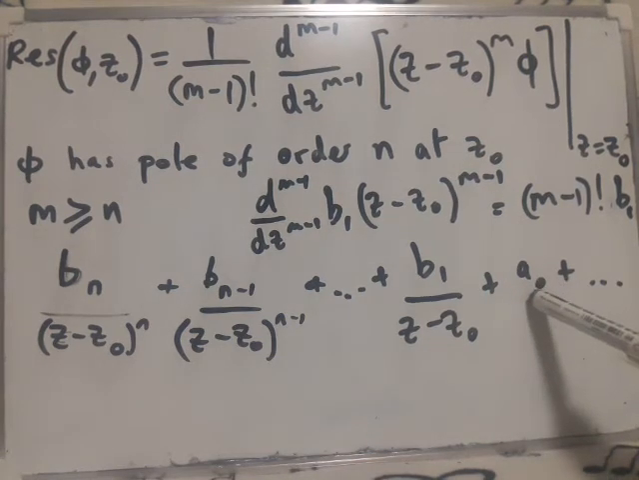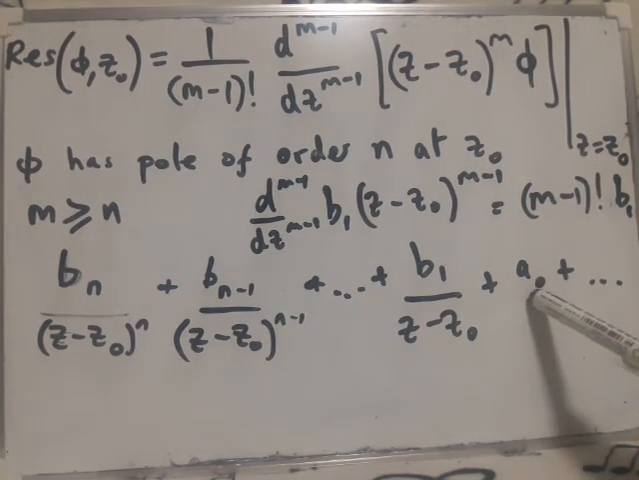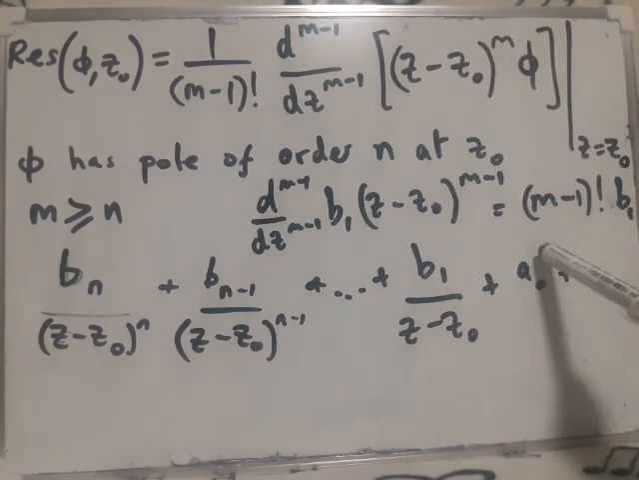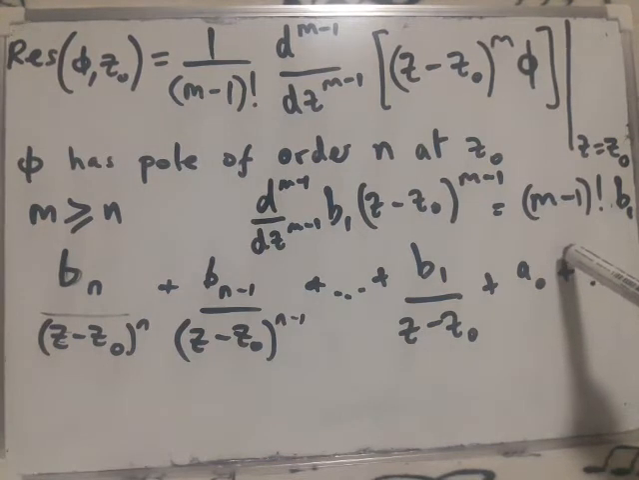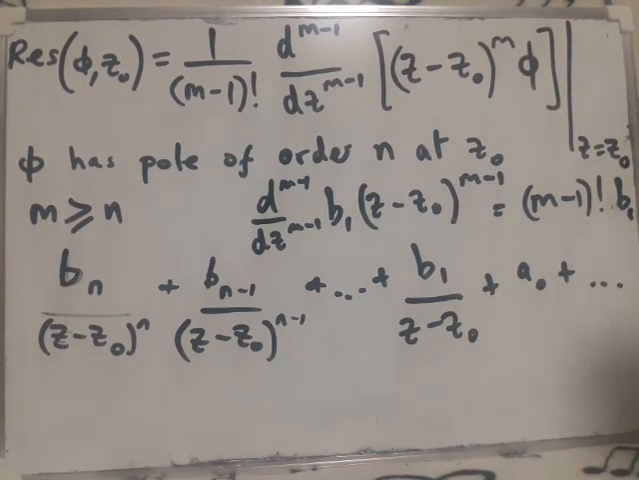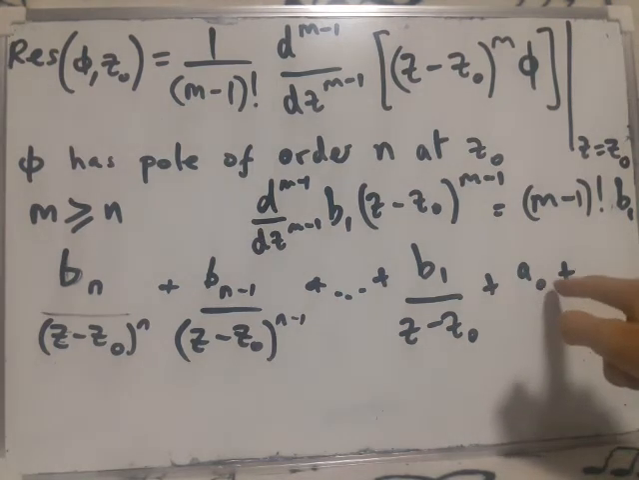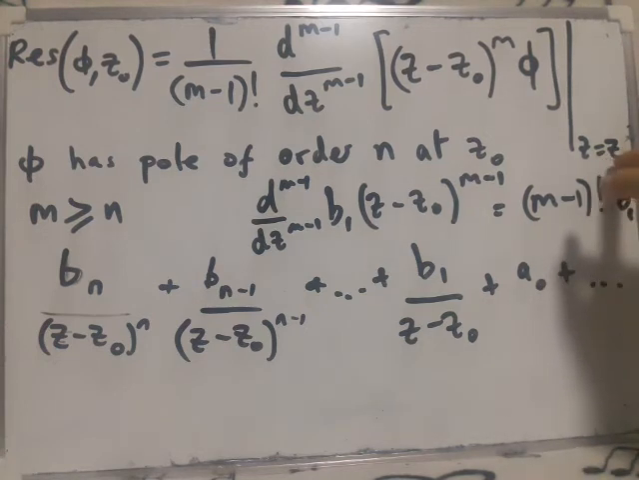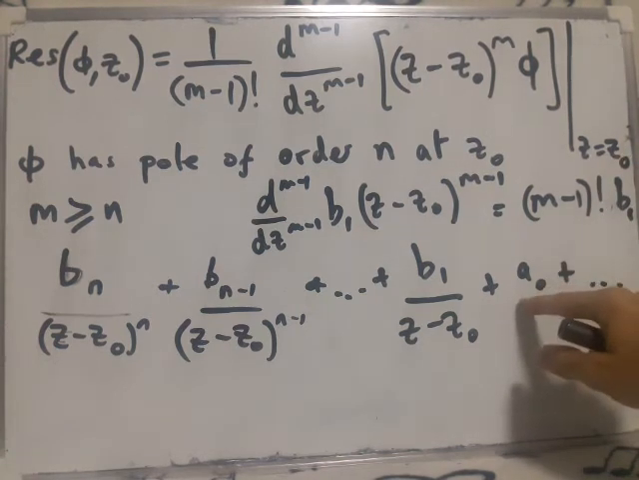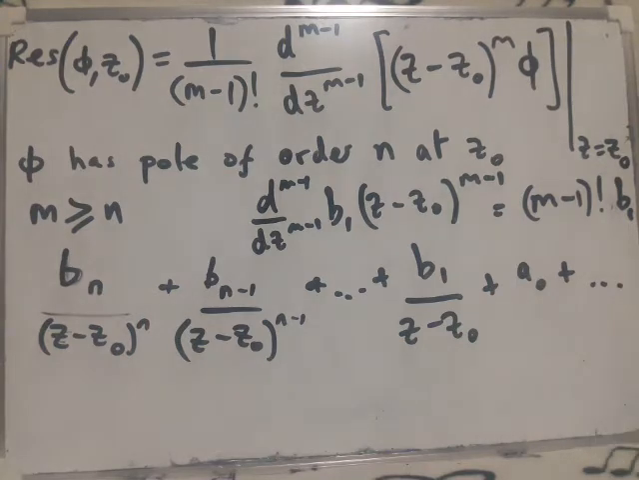Basically, in this case, if you differentiate a naught times (z minus z naught)^m, if you differentiate that m minus 1 times, you'll still end up with a z minus z naught, which when you substitute in z equals z naught, you'll get 0. So these terms will give you 0 when you finally substitute in z equals z naught.